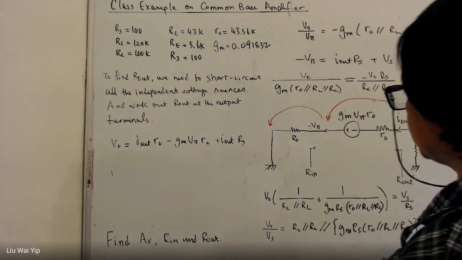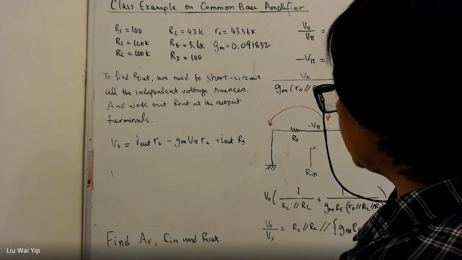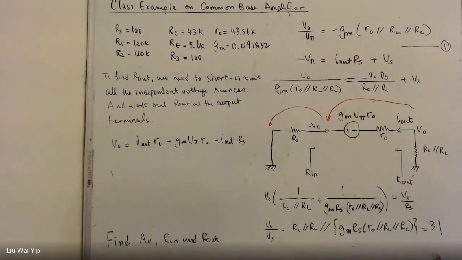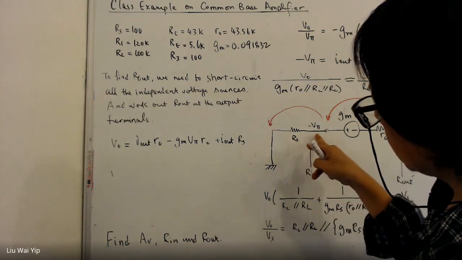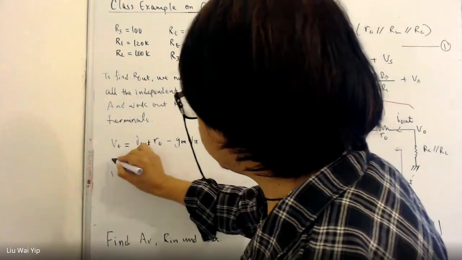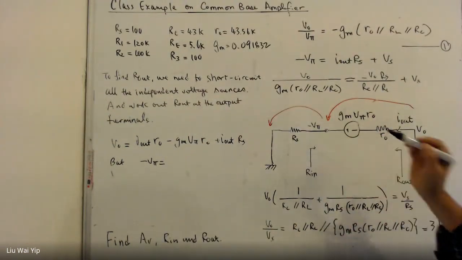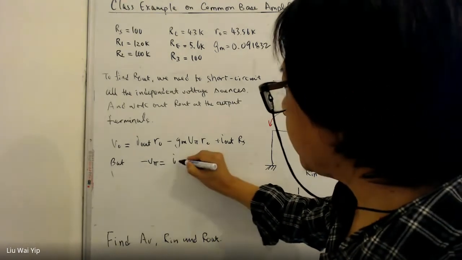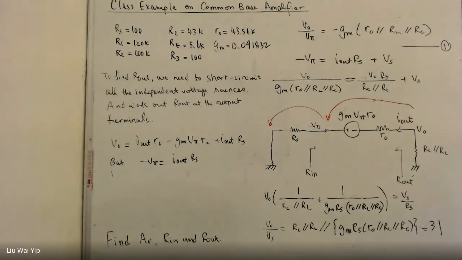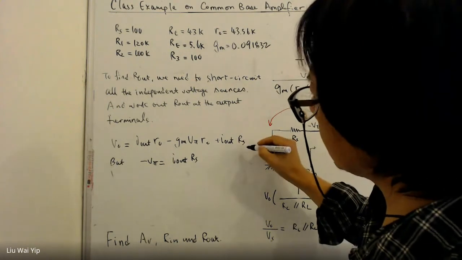So what we need now is we just substitute the value here. So we make sure we have a clear concept. Minus V out is equal to I out times RS. So we just substitute it there and see what happens. Substitute this one into this equation. So this is equation 1, right? So I suppose this is equation 2.